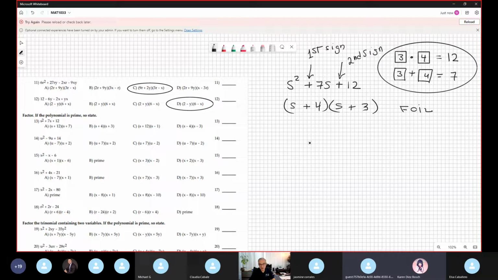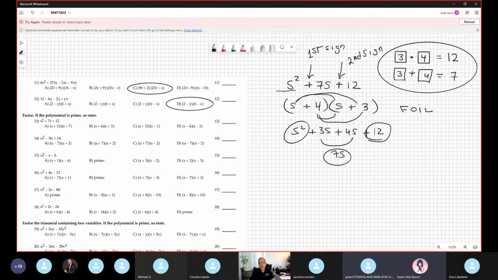In this case, no. This case is easy. You apply FOIL: x squared, you apply FOIL 3s, apply FOIL 4s, apply FOIL 12. And when you combine that term, 3 plus 4 is 7x. We have x squared plus 7x plus 12, exactly like the original.